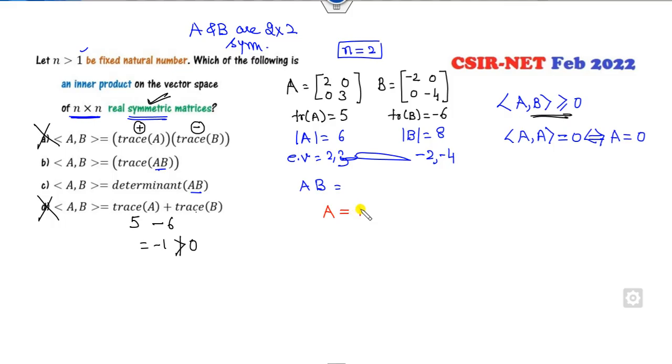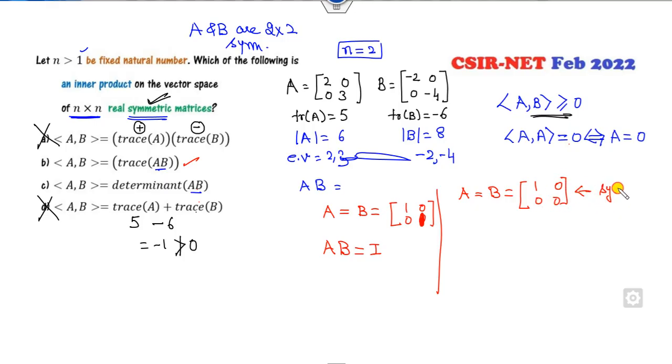Or otherwise there's a very simple way. If I simply take A and B both the same, which is 1, 0, 0, 0, for example, a symmetric matrix, that's the identity matrix. Then what is my AB? AB is again I. So the determinant of AB is 1, which is greater than 0. Fine. We have to discard. The trace is 2, which is again greater than 0. If I consider this value as 0, I can consider this number here. This is a symmetric matrix.